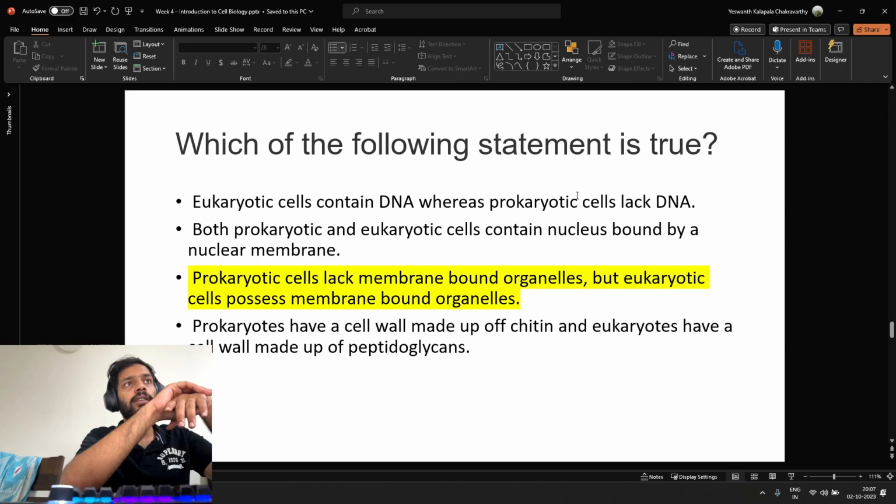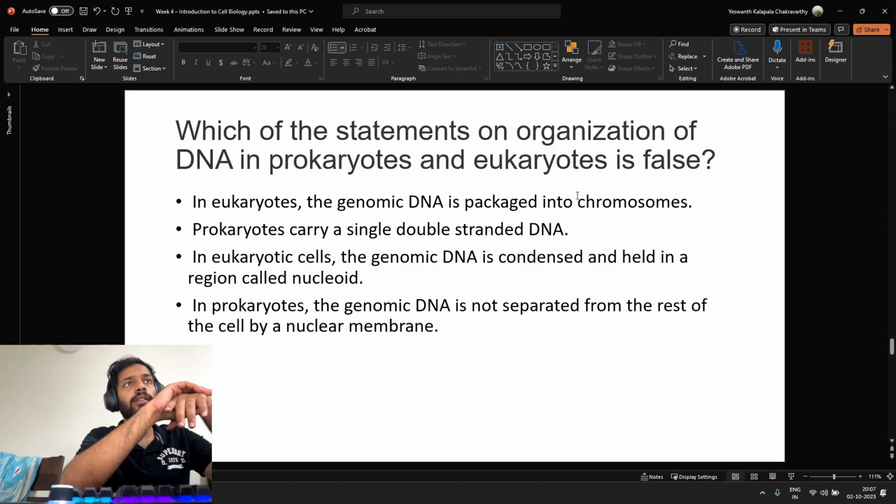So what organism has its cell wall made up of chitin? Do you guys know? Fungi. Yeah. So fungus usually contains a cell wall made up of chitin.